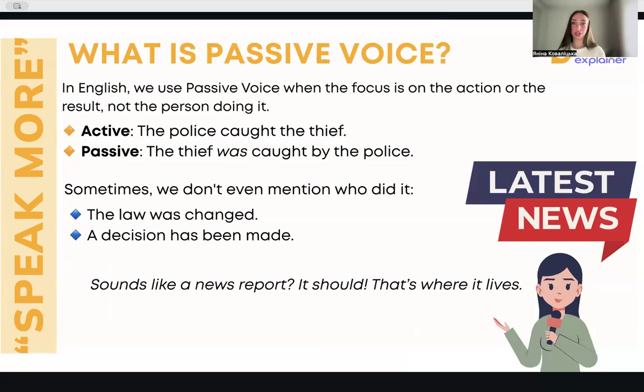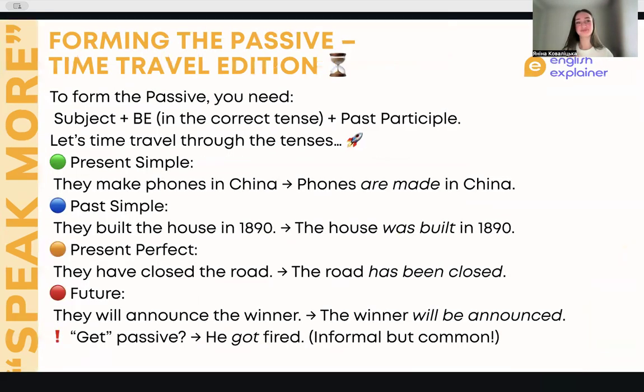Sometimes we don't even mention who did it. The law was changed or a decision has been made. Again, we focus on a result. Sounds like a news report. Well, it should. That's where it lives.